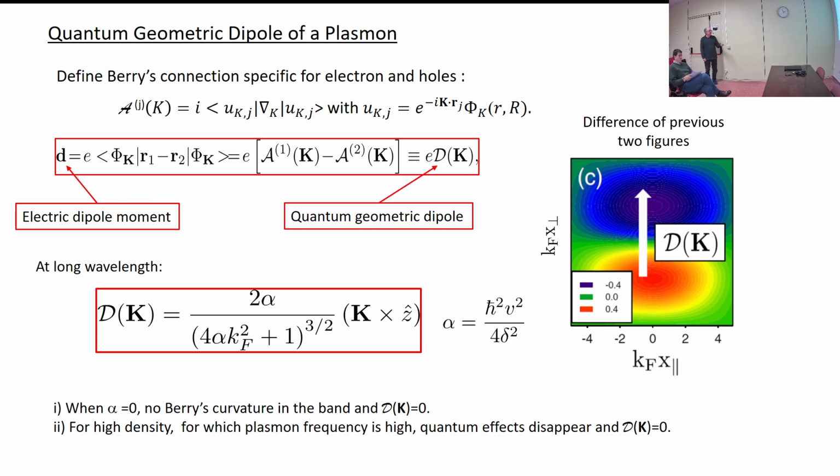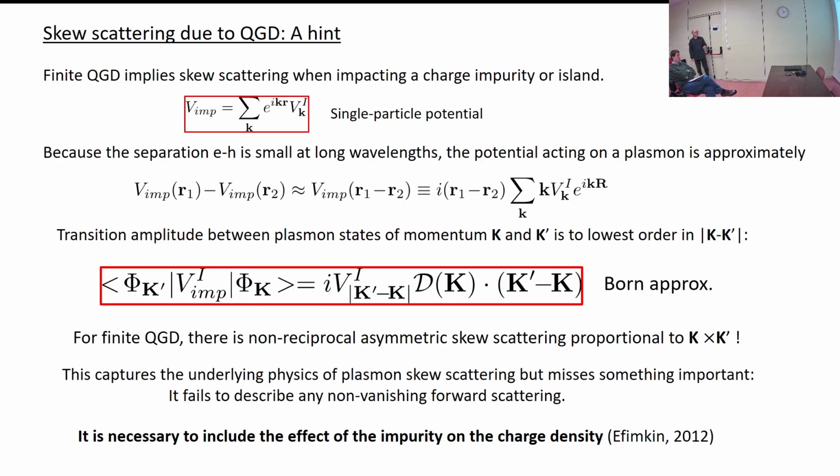This is just another representation, a derivative of that wave function I showed you, showing again that this dipole moment is present. So we wanted to think about how you would know if a plasmon has a dipole moment like this. We came to thinking about scattering of a plasmon off of a charged impurity, and the possibility came up that this could be a system that hosts skew scattering.